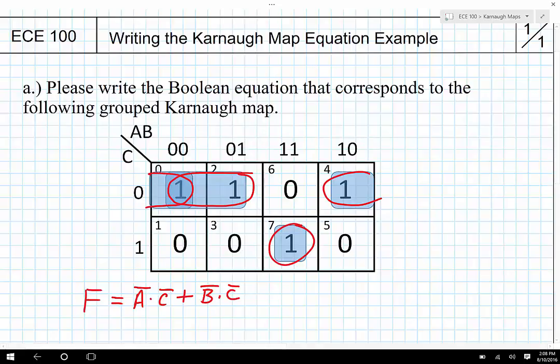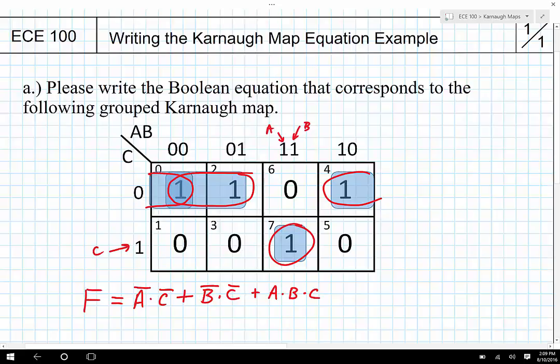Now, unfortunately, cell number 7 has to be grouped completely by itself. What does that cell have in common? Well, it belongs to the column in which A equals 1 and B equals 1, and C equals 1 for that row. So this is or A and B and C.